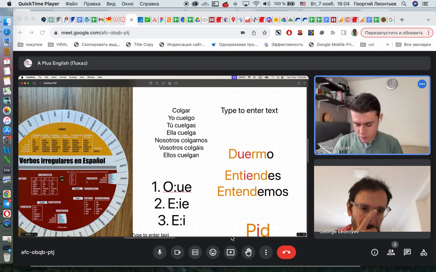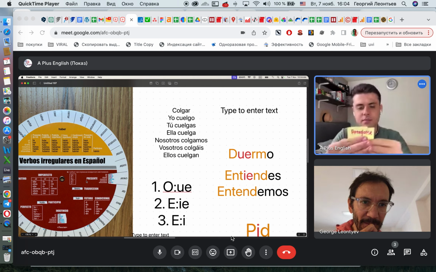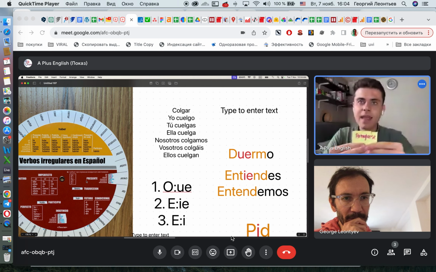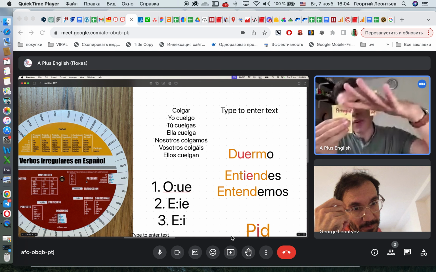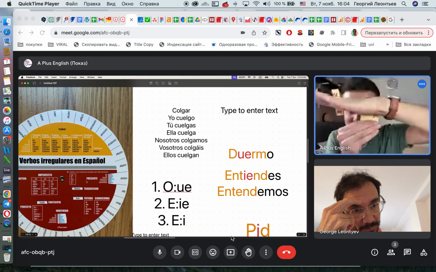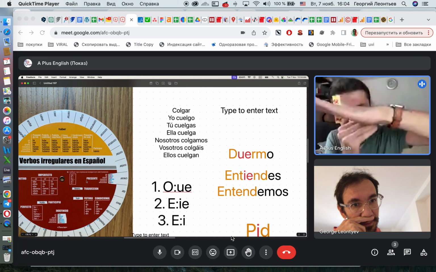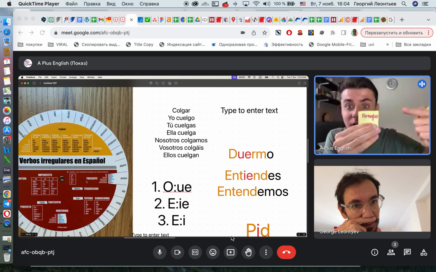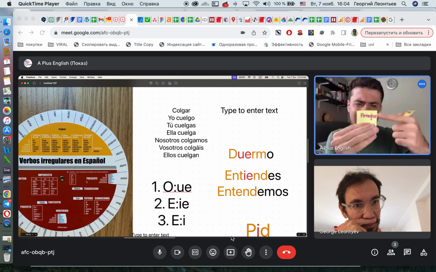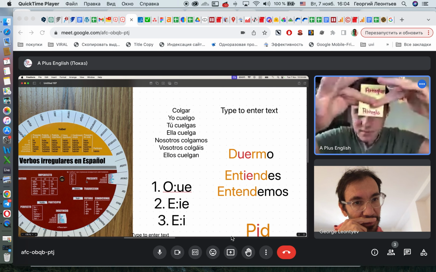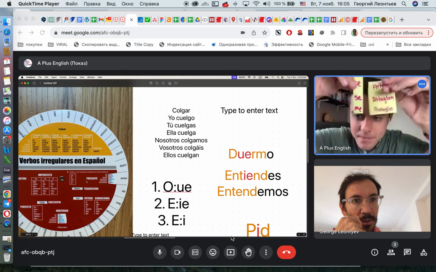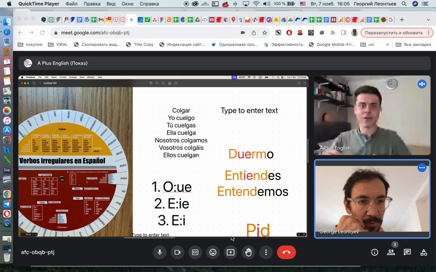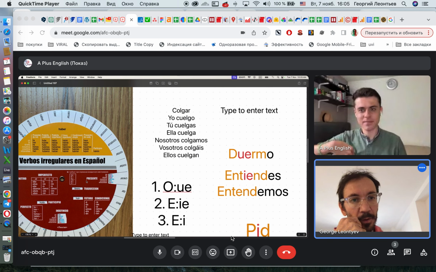So I have arreglarse, right? If I want it for yo, I'm going to take this se and change it for me, and I'm going to put it at the beginning. So now we have me, and we're left with arreglar, and we also have to change it for yo. So arreglar for yo is arreglo. And so what is the new phrase? Me arreglo. I fix myself. You see? So that's what you have to do.